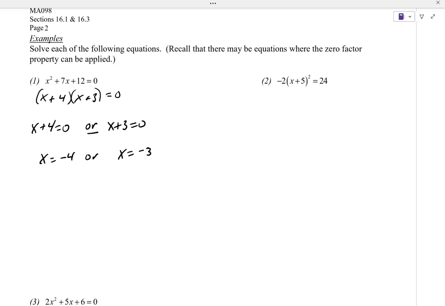All right. Let's look at number 2 here together. Notice that I see this perfect square piece given to me, so that makes me think maybe square root method might work nicely. But I have to have this thing all by itself before I can do the square root. So what do you want to do to both sides first? Get this piece all by itself. What do we want to do to both sides first?